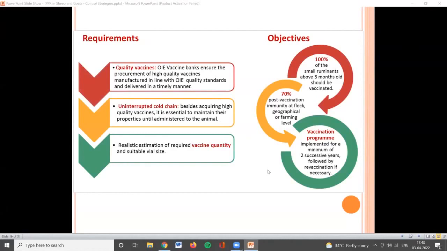The vaccination program should be implemented for a minimum of 2 successive years, because if in one vaccination drive some animals are not vaccinated, they should be vaccinated in the consecutive year or next year, followed by revaccination if necessary.